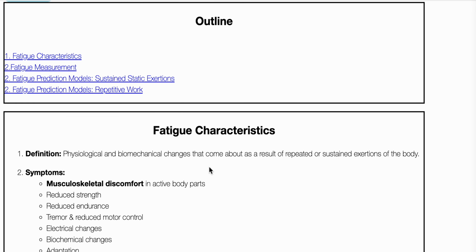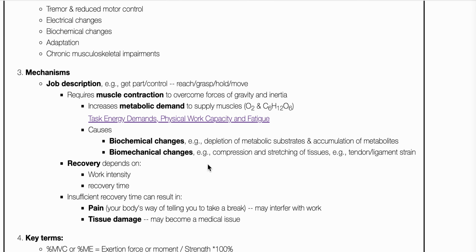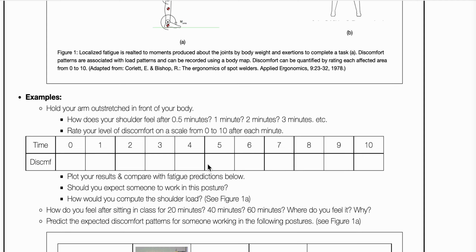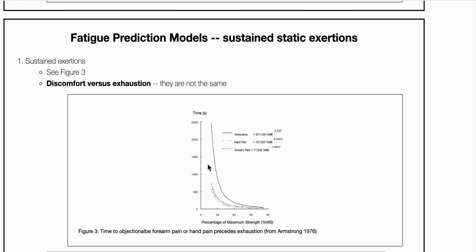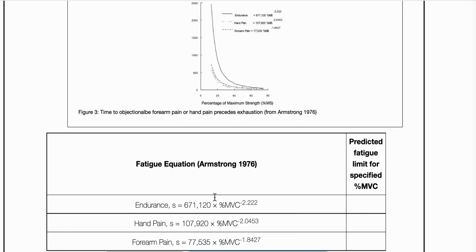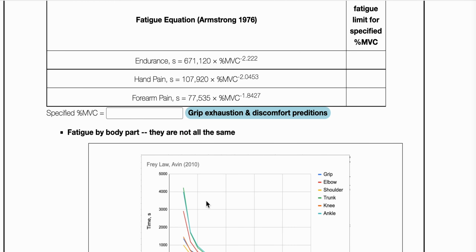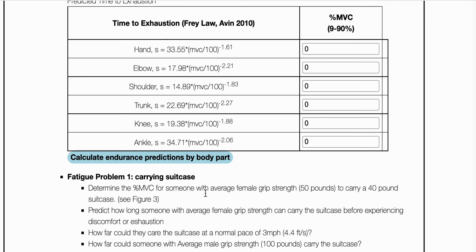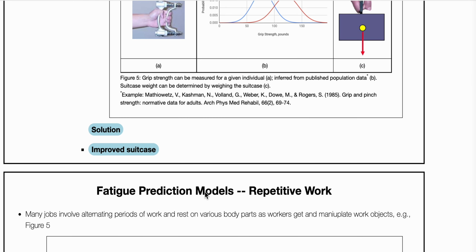You'll recognize this website because this is where we got the fatigue models that we use to estimate how long somebody could carry the suitcase and how long they could work before they reached exhaustion or before they began to experience discomfort. And we talked a little bit about differences among different parts of the body. Well, now we're going to talk about a little different kind of work.